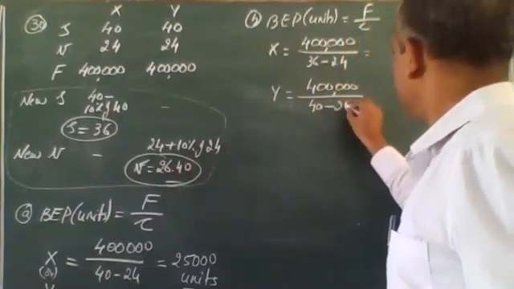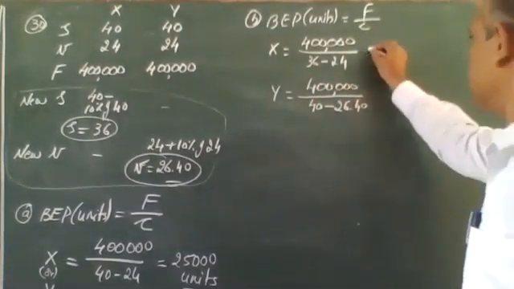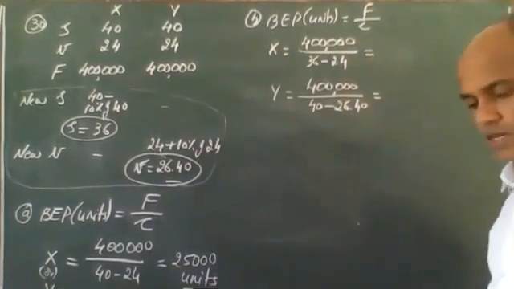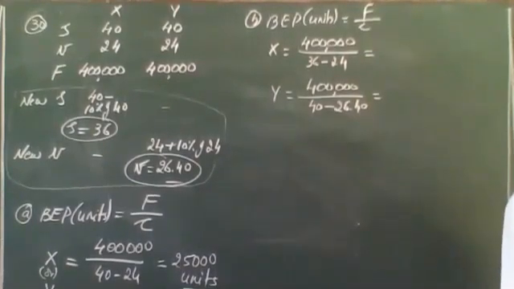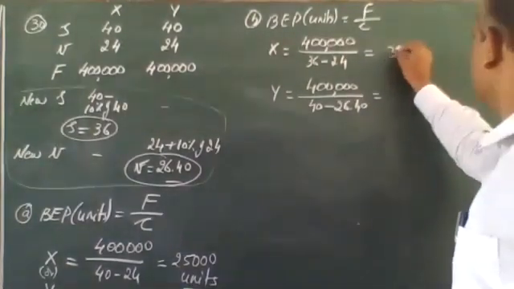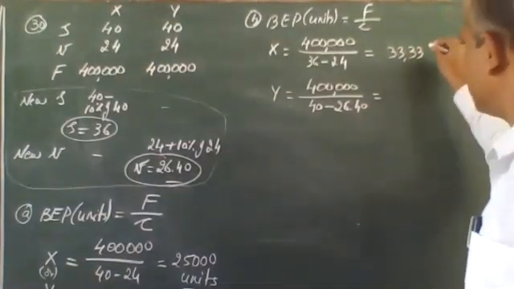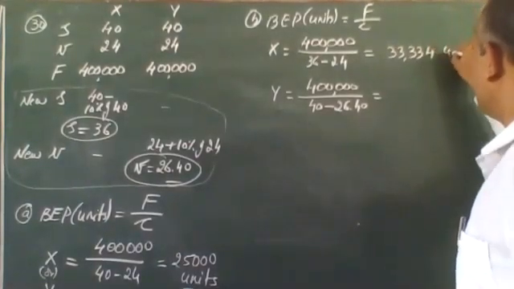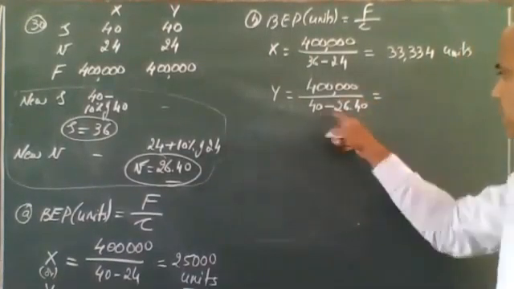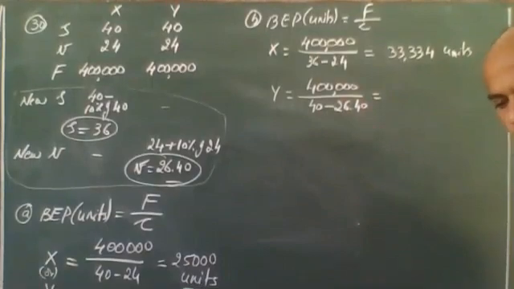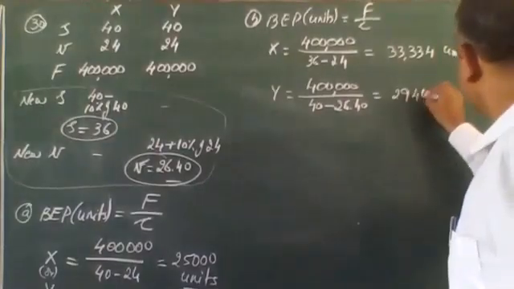It is 26.40. So you need your calculators. Try to solve this. It is 4 lakhs divided by 12 here. The answer says it is 33,333.333 units. So guys, when you get 333.333, you should take the higher units because you cannot sell less units to break even. And this 4 lakhs divided by this 13.60, the answer is saying it is 29,412 units.